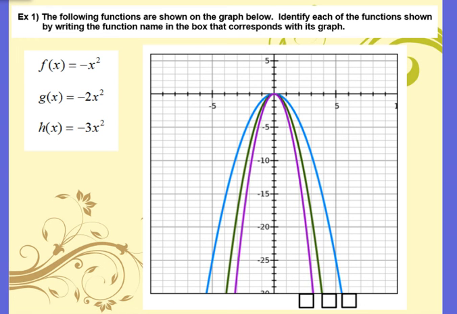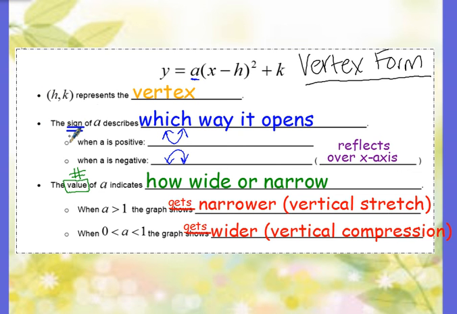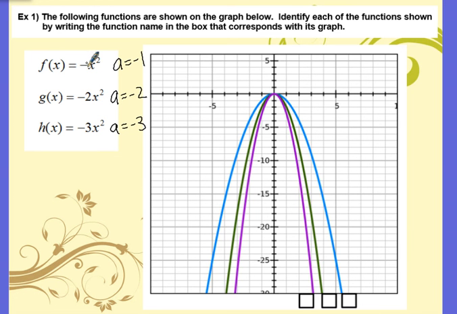For example, we can see here that A equals negative 1, A equals negative 2, and A equals negative 3. So remember, from our notes, the sign tells us which way it'll open, which is why all of these parabolas here are opening downwards, because the sign is negative. But now we're going to take a closer look at the value, the 1, the 2, and the 3.